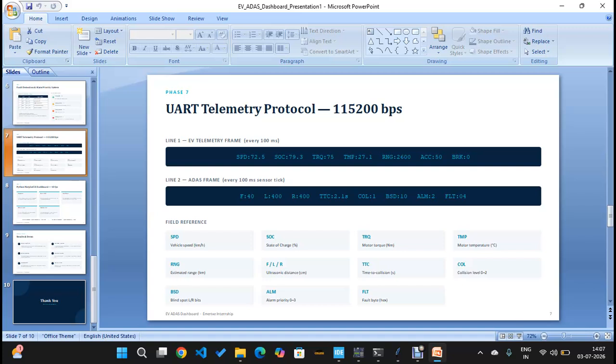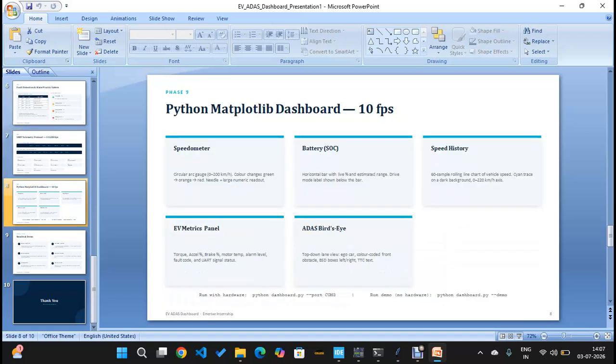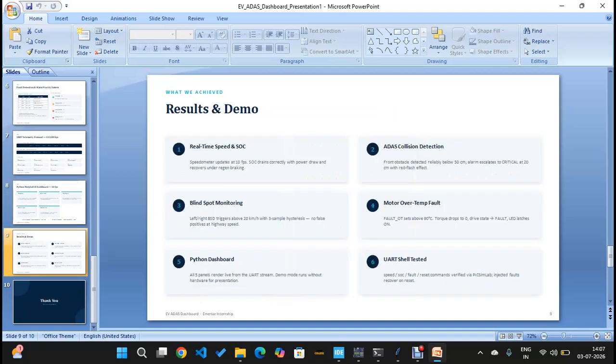And this is the same thing which I have explained to you. Then after this, all the EV parameters and ADAS parameters we are showing on the dashboard. What we are showing on the dashboard is the speedometer, batteries, speed history, EV metrics, and ADAS bird's eye view. These are the five things which I am showing on my dashboard. I will show you in the demo. Do not worry about it.